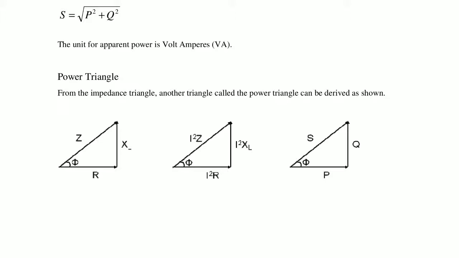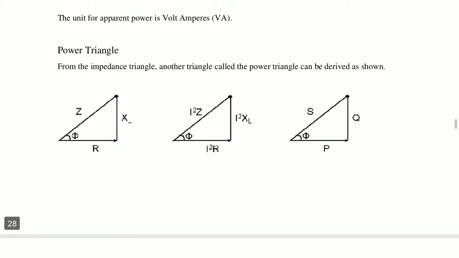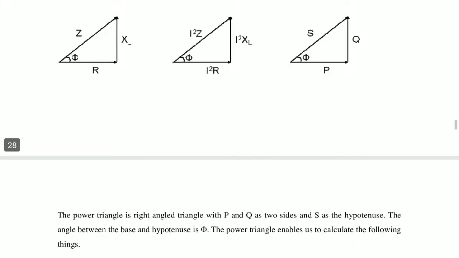Here we multiply all sides by I square: I square Z, I square X, I square R. I square R is nothing but the active power. I square XL is nothing but the reactive power. I square Z is nothing but the apparent power. So with P, Q, S, S is equal to the square root of P square plus Q square. This is the power triangle.